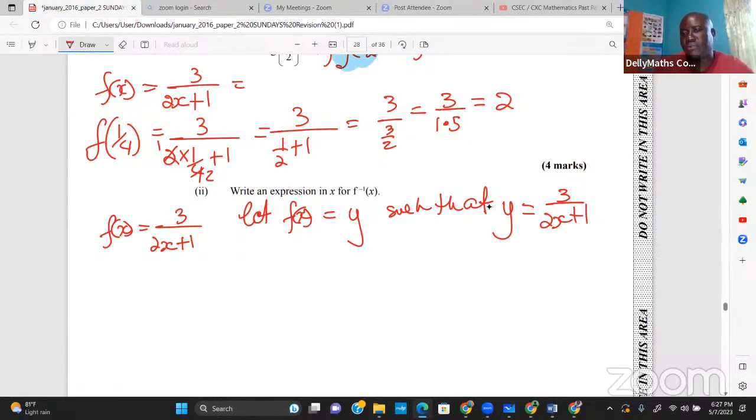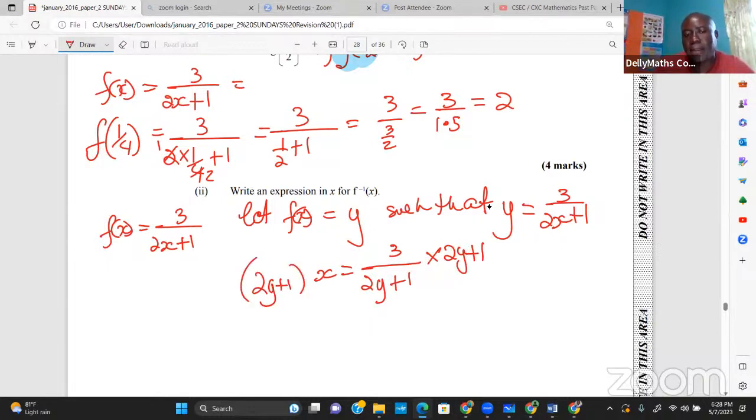So the inverse first step is that you're going to switch x and y. So where y is, I'm going to put x. So it's going to be x equal to 3 over 2y plus 1. So that is us switching x and y. Then transpose now for the new y. So that means you're not going to work with the fraction. You're going to multiply this by 2y plus 1. You're going to multiply the other side by 2y plus 1. It's a binomial. Do that.